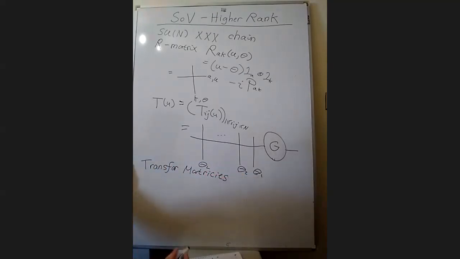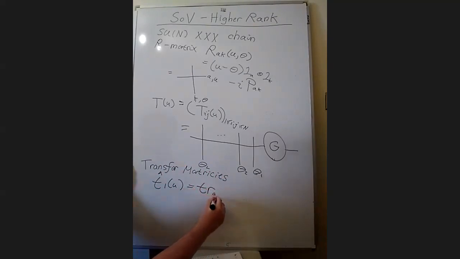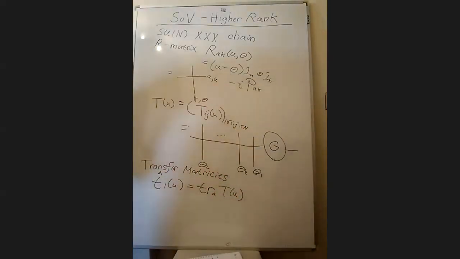Okay, so what are these? So the first one is quite nice. Just given by taking the trace over this auxiliary space of our monodromy. Right, but this is not all we're limited to. We can construct a bunch more. So for the moment, we'll talk about some quite straightforward ones.